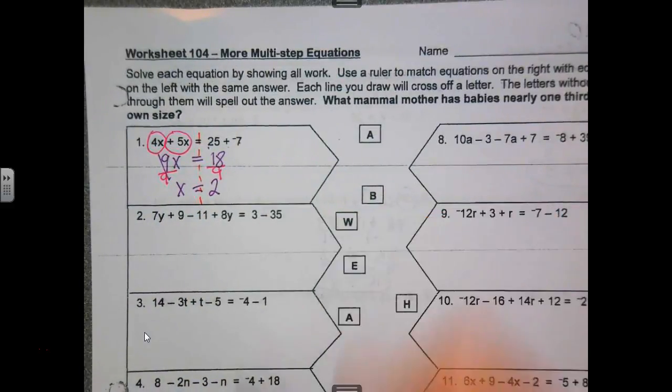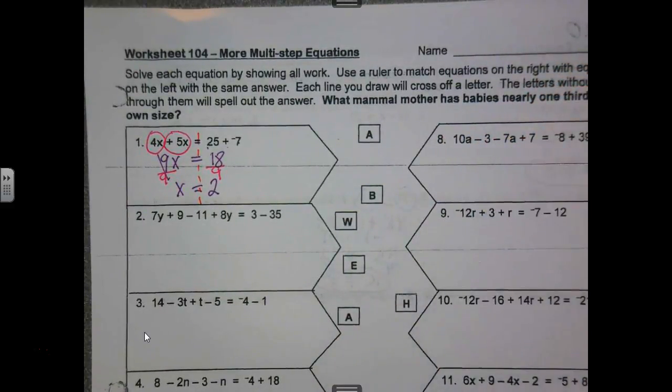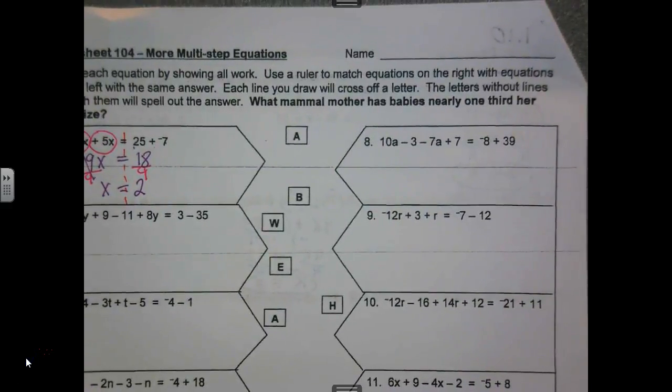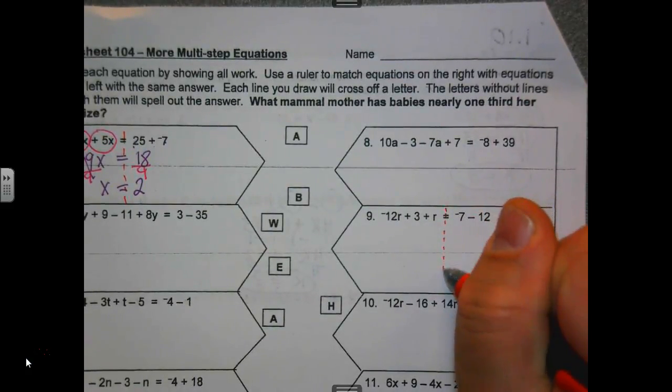And then you're going to do all these, then you're going to draw a line to where the other x equal 2 is. Yep, number 9 will do, because number 9 comes out to 2.